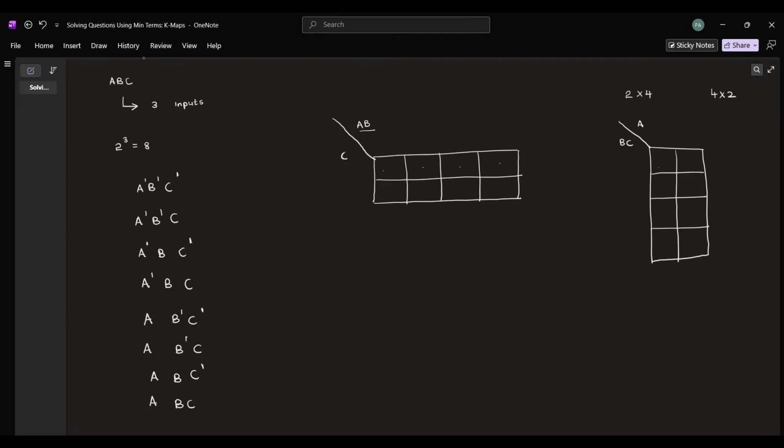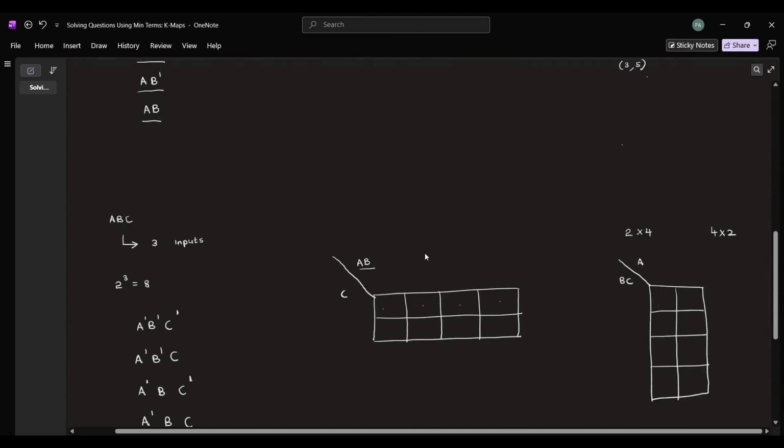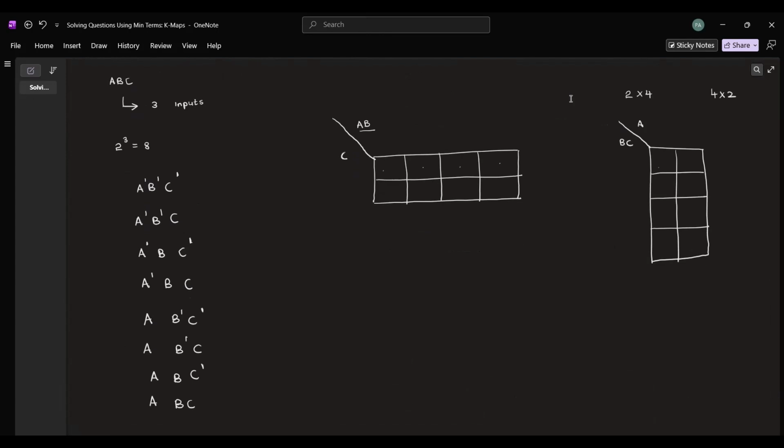How do these cells correspond? First of all, I'm going to teach you how to write the order. Since you have AB, you have to write 4 combinations. If it's a single input, we had only 2 combinations, A bar and A. Since we have AB here, we need 4 combinations. But the order is a little bit odd compared to a truth table. In K-maps, the order is a little bit odd, so that is a very important thing to remember.